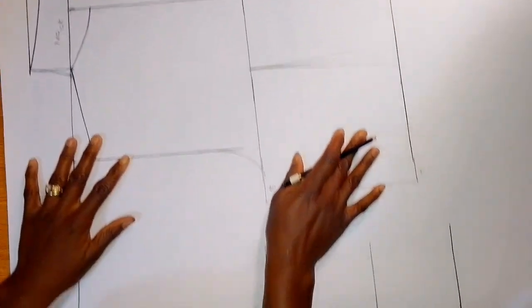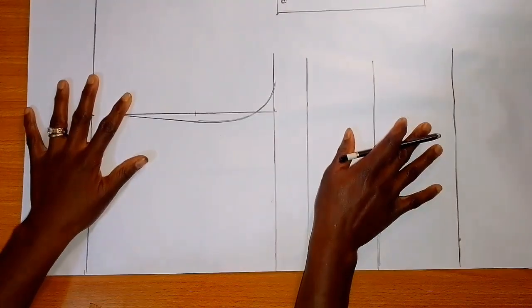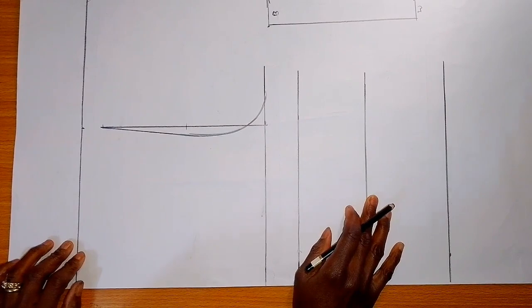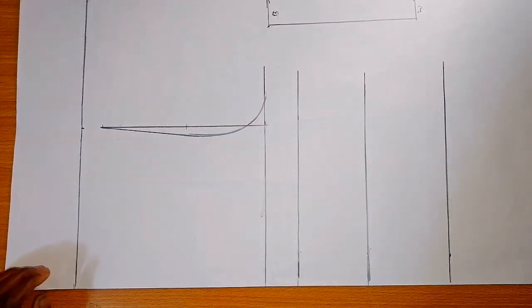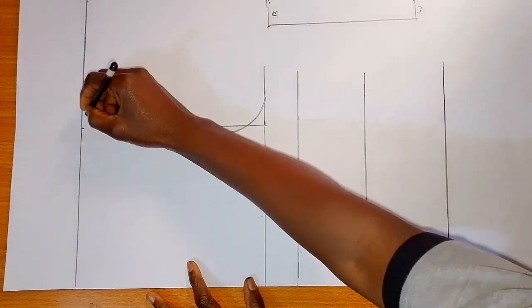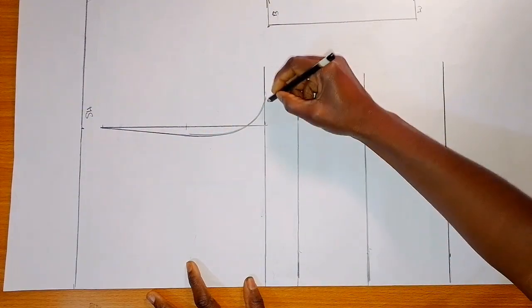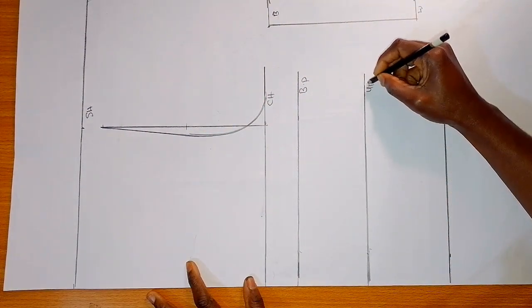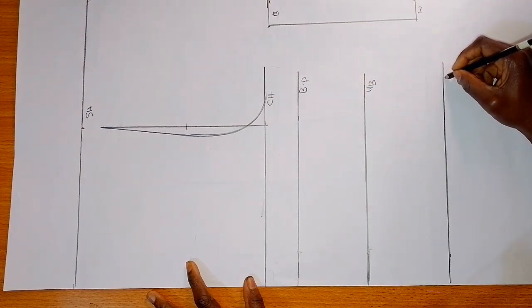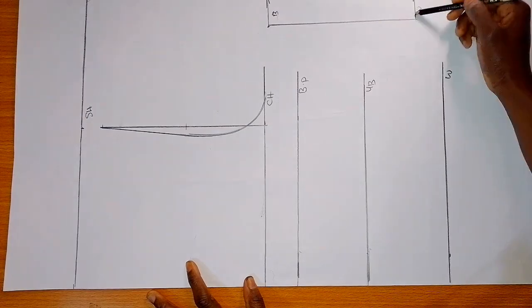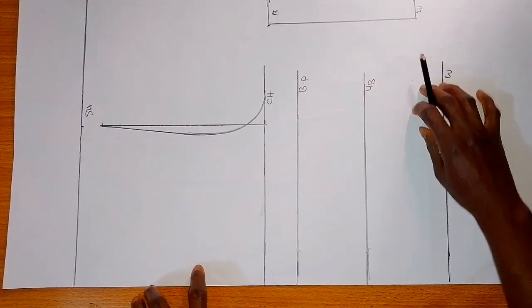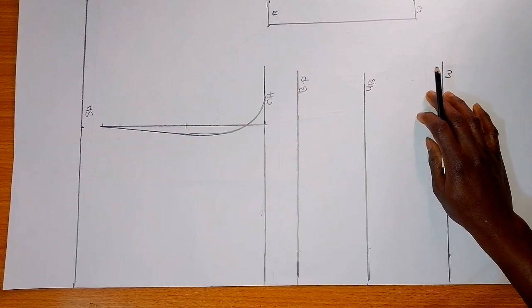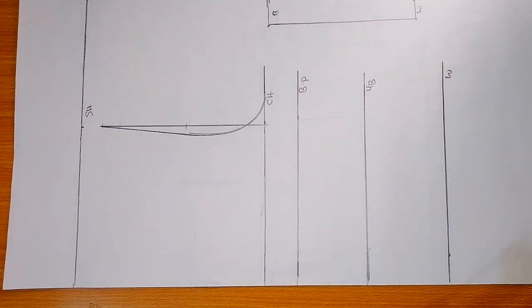For the front block, I've gone ahead to insert my vertical measurement as you can see on the paper. The next I'm going to do is quickly label it. This line here is the shoulder line, here is the chest line, here is the bust point line, here is the under bust line, and here I have the waistline. Note that the front and the back waistline is not the same. For me, the difference between my front and back is 1.5 inch. So make sure you take out your measurement before you start drafting.